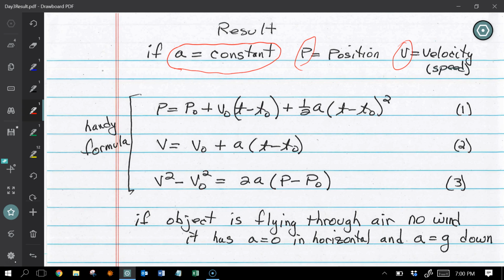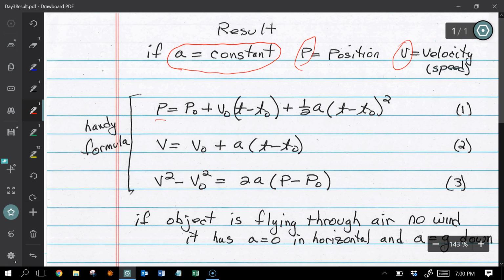Okay, so here are the formulas that came from the derivation. Position equals initial position plus initial velocity times time minus initial time, plus one half a times time minus initial time squared. This is the constant acceleration. If it's a negative acceleration, you just have a negative number right there.